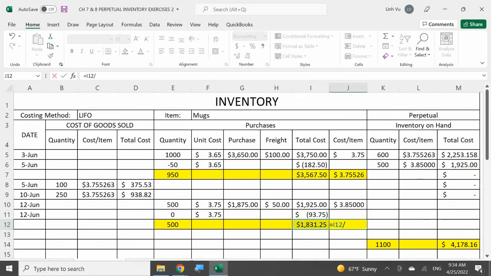So in this case, because now I end up getting a discounted amount, right? I end up getting a refund for $93.75. So therefore, my new total cost is $1,831.25. So I need to spread this cost amongst the number of units that I have left, which is 500 units for this batch of inventory. So what is my cost per item for this batch of inventory?